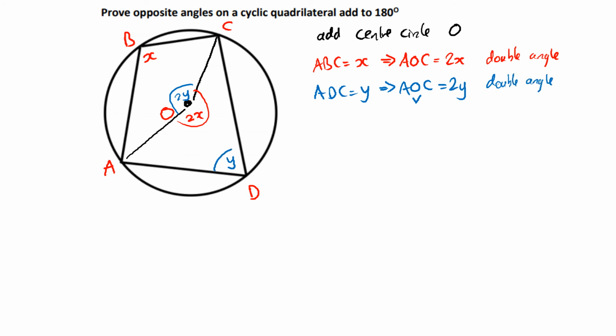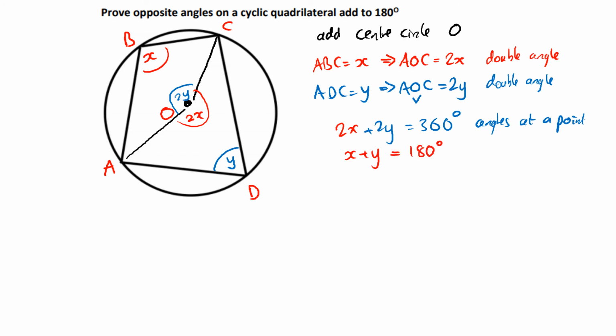Now, why is this useful? Well, 2X and 2Y are all the way around a single point. So I can say that 2X plus 2Y are equal to 360 degrees. Our reason will be angles at a point. What can we do with that? We could just halve it. We could say that X plus Y is equal to 180 degrees if we just divide by 2.